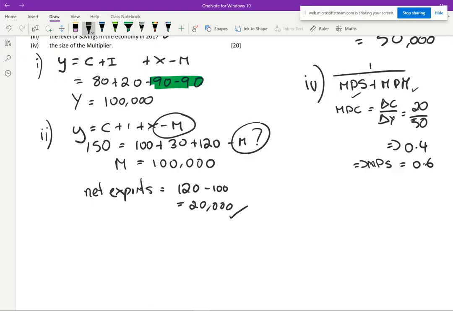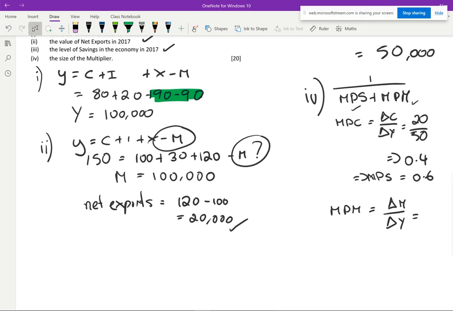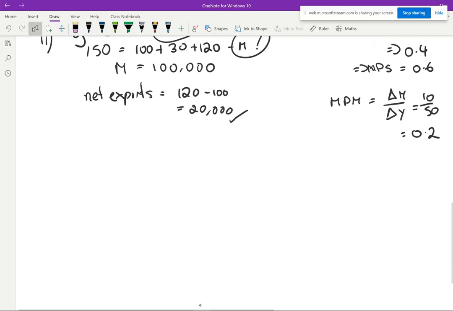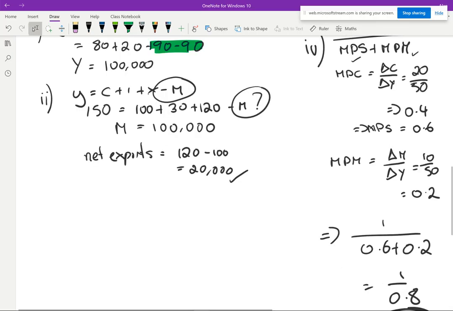And now I need to get my MPM figure. Well, my MPM figure is the same thing. It's change of imports all over the change of income. And in this situation, where is this figure coming from? It's coming from over here. We just need to get change in imports, total exports minus imports is 10 over 50, which is 0.2. Therefore, rewind this video now if I'm going too fast here. To get the formula, it's 1 all over 0.6 plus 0.2, which is 1 all over 0.8. Therefore, what's my answer? It's actually the same as the last question, 1.25. And there, right there, is my multiplier figure.